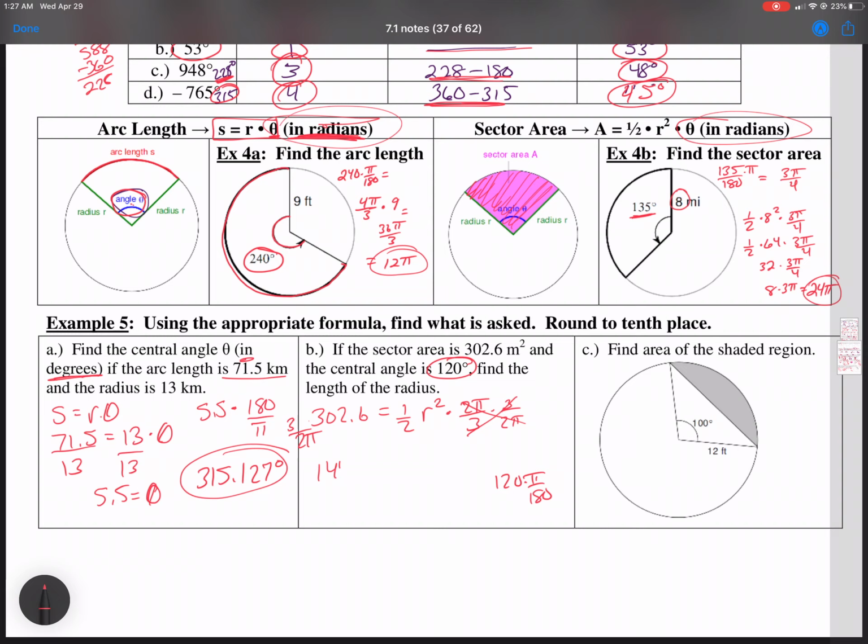And that gives me 144.481 equals 1/2 r squared. Multiply by 2 on both sides to get rid of that 1/2. And you get 288.962 equals r squared. Take the square root. And you get r equals 16.999.